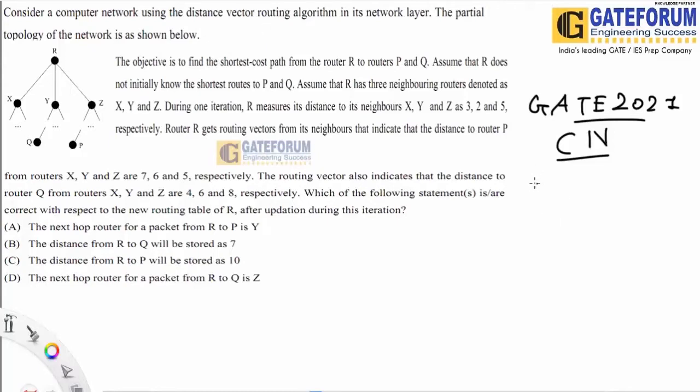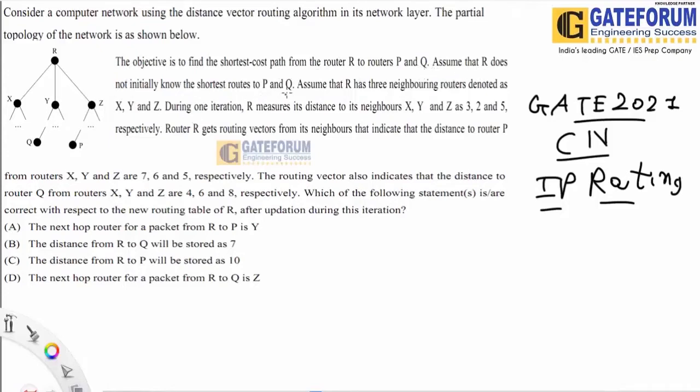This question is related to the topic of routing, in which we have distance vector, link state, hierarchical, and many other different protocols. But this question is related with the distance vector. The partial topology is shown below. So they have shown us a partial topology. The objective is to find the shortest path from R to routers P and Q.